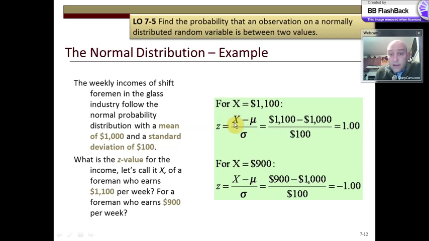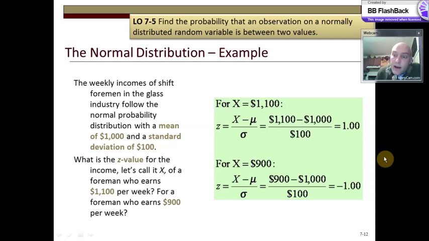We put $1,100 in for x, put $1,000 in for mu, and $100 in for the standard deviation. We do the arithmetic, and then we've got a z-value of 1. That means that $1,100 is 1 z-unit, or 1 standard deviation above the mean. Above the mean? Yes, because it's positive. It's a signed distance. $1,100 is 1 standard deviation above the mean.